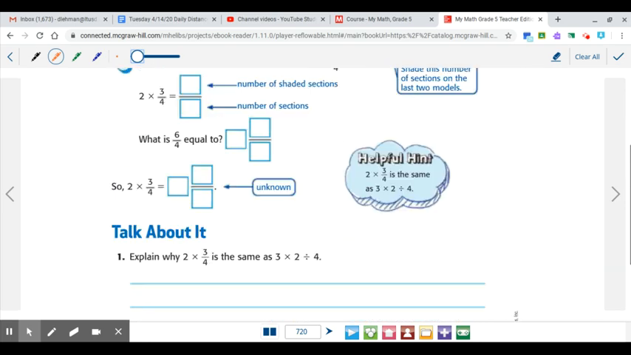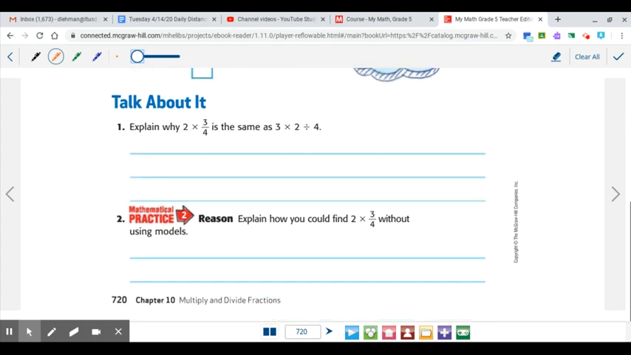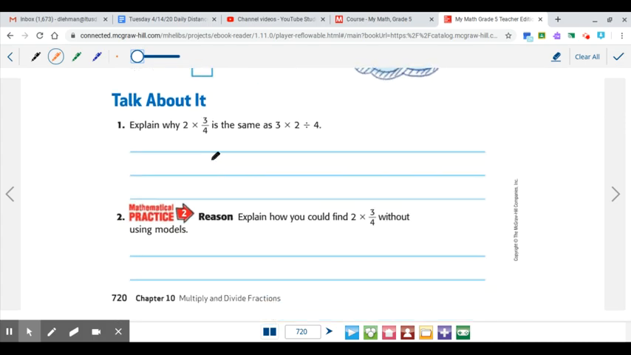Okay, so we're going to actually skip down here. And these talk about it to go with those last 2 questions that you guys usually have trouble with on the paper. So you really want to think about these concepts here. So it says, explain why 2 times 3/4 is the same as 3 times 2 divided by 4. Well, this is preparing you for what's coming tomorrow when we're not working with models anymore. We'll just be working with numbers. So I'm going to rewrite this problem here, and then hopefully you guys can see why it's the same.